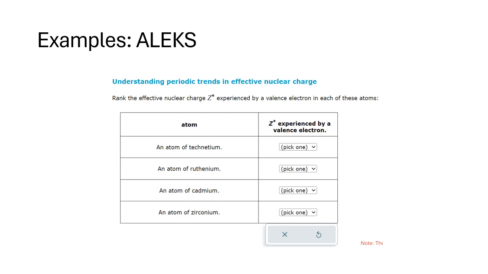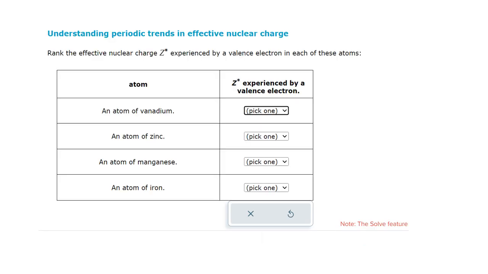Then ruthenium will be 2, because it's more to the right. Then technetium, 3, and zirconium 4. And so those are good to practice. I'll probably ask ALEX. This one here, more practice.